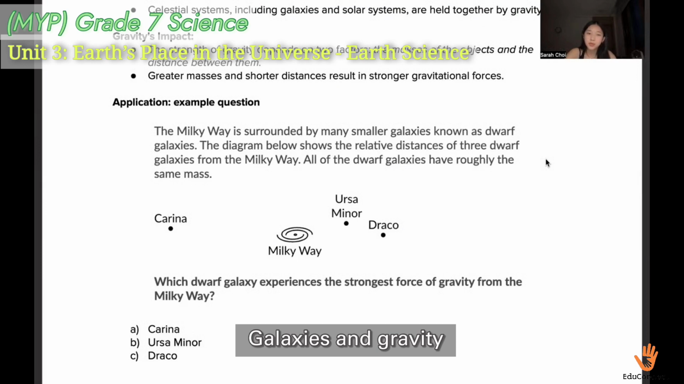So this is an example question of application so far. The Milky Way is surrounded by many smaller galaxies known as dwarf galaxies. The diagram below shows the relative distances of 3 dwarf galaxies from the Milky Way. All of the dwarf galaxies have roughly the same mass. As you can see, it's Carina, Ursa Minor, and Draco, and this is the Milky Way. Which dwarf galaxy experiences the strongest force of gravity from the Milky Way?